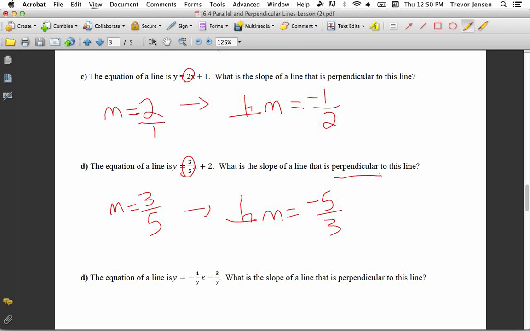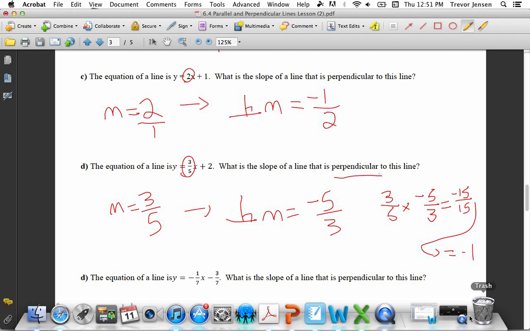And once again, don't forget, you can check to make sure that you've done this properly, because the two slopes that we have here, the slope and the perpendicular slope, if we've done it properly, they'll have a product of negative 1. Let's check that. 3 times negative 5 is negative 15. 5 times 3 is 15. And then negative 15 divided by 15 equals negative 1. Therefore, we've done it right. This is good.